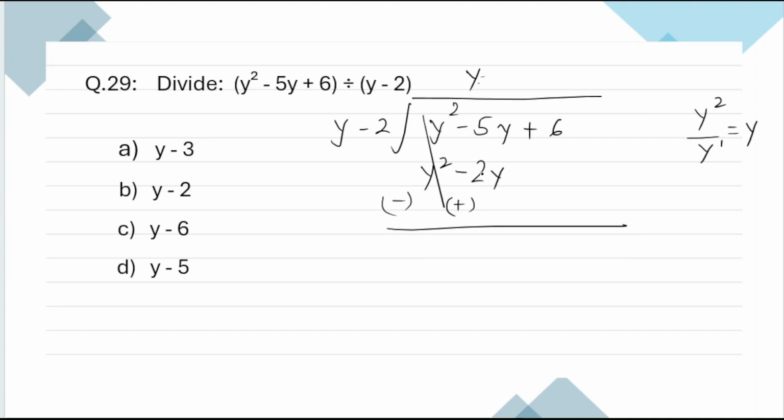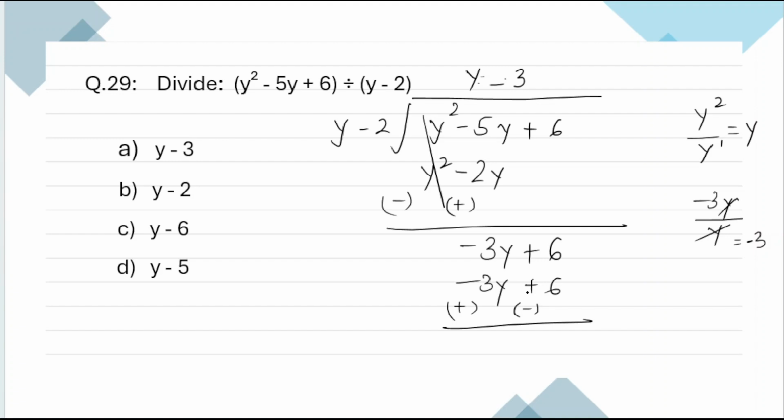Cancel. Negative 5 plus 2 is negative 3y plus 6. And now again pick the first term from here and pick the first term from the divisor. So this cancels. Answer is negative 3. Put negative 3. So negative 3 times y is negative 3y. Negative 3 times negative 2 is plus 6. Change the signs and it all cancels. My remainder is 0. So my answer, or my quotient, this is called quotient, is y minus 3, and so my answer is option A.